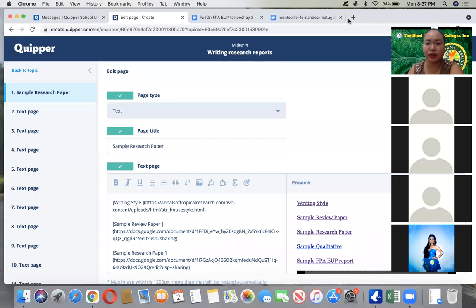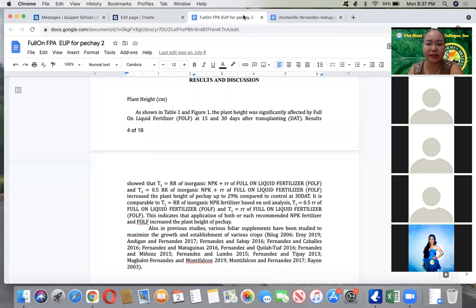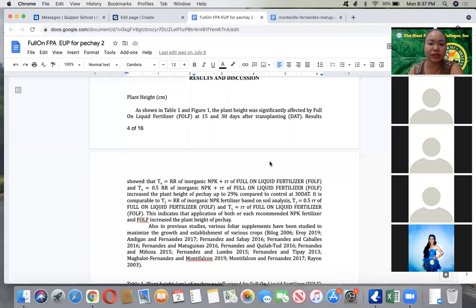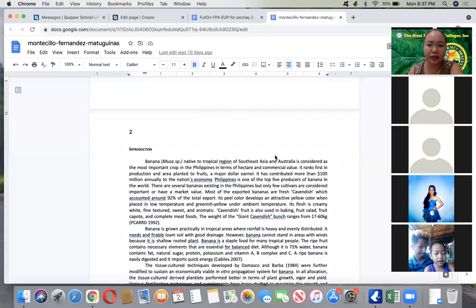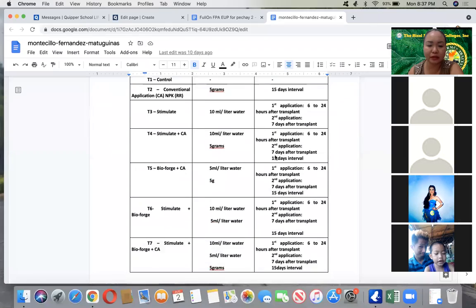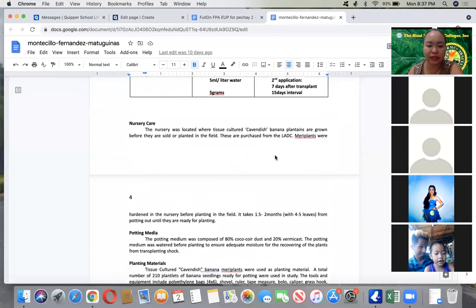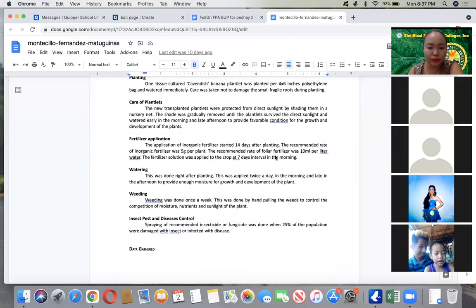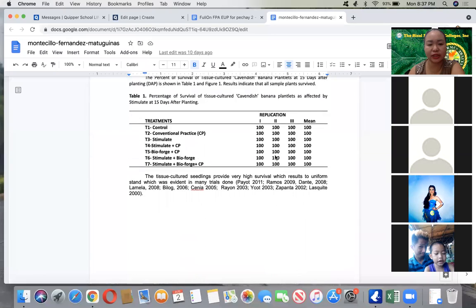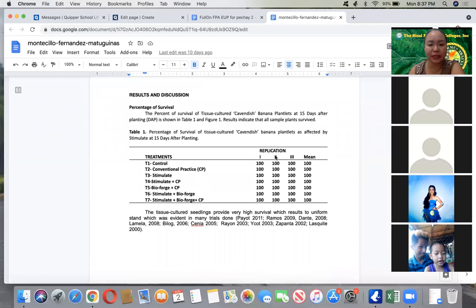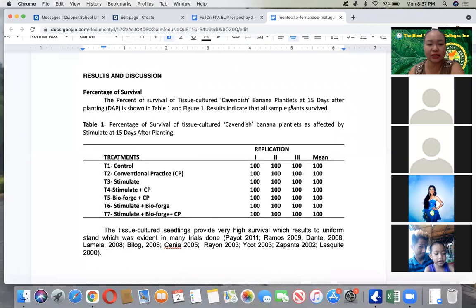Okay, to continue what we discussed last time, which is all about results and discussion. Just to compare the publication or thesis form and journal form of the different results and discussion, typically it's all just the same, no?